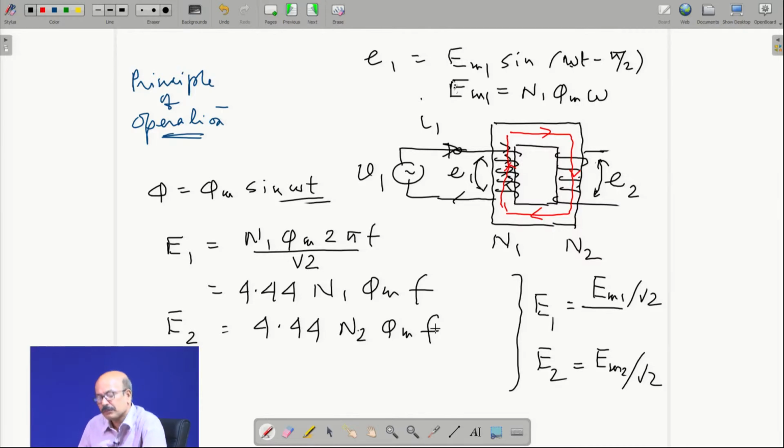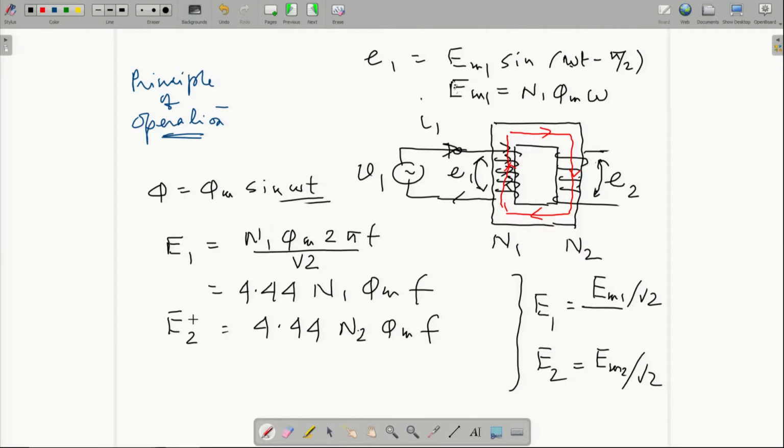So, E1 and E2 RMS values you can get. Clearly, if you check that, this is the same flux linking both N1 and N2, right. So, if you compare E1 and E2, if you make E1 by E2, you can clearly see that this is N1 by N2, and this is the turns ratio. Sometimes we say this is A, the turns ratio of the transformer, right.